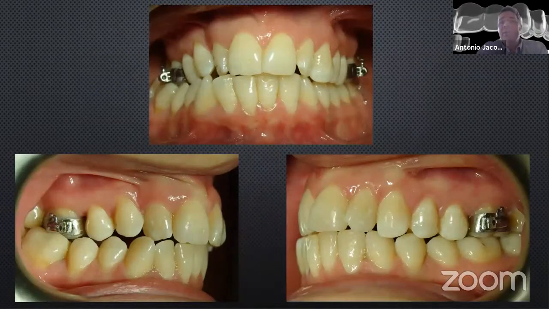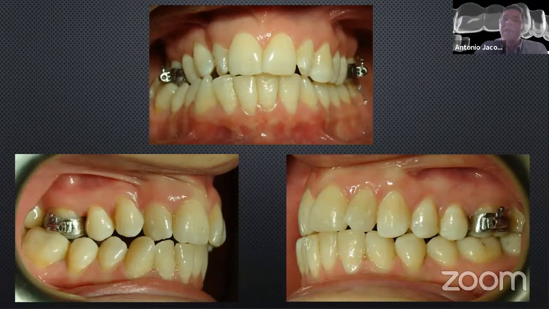And what we did was put a rapid maxillary expansion device, a Hyrax device, and send this patient to an oromaxillofacial surgeon to make a surgically assisted rapid maxillary expansion. At that time, the patient was 36 years old.